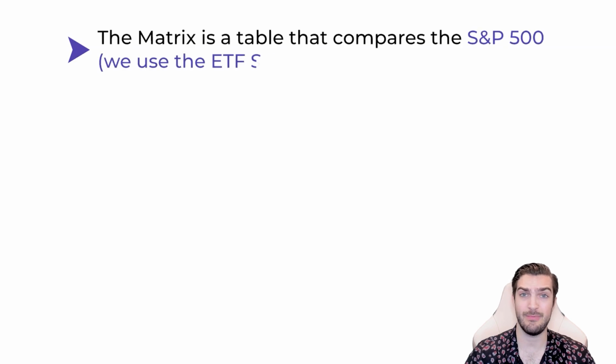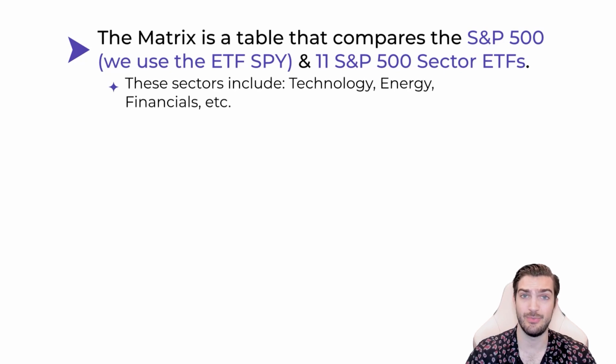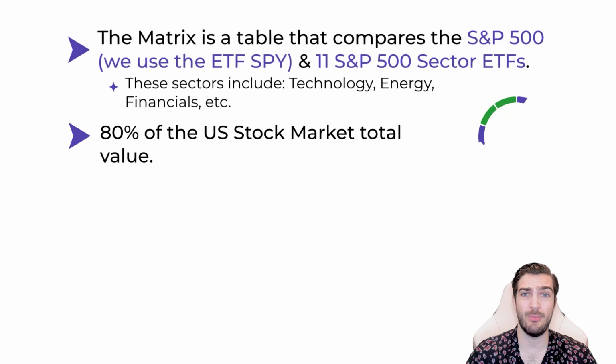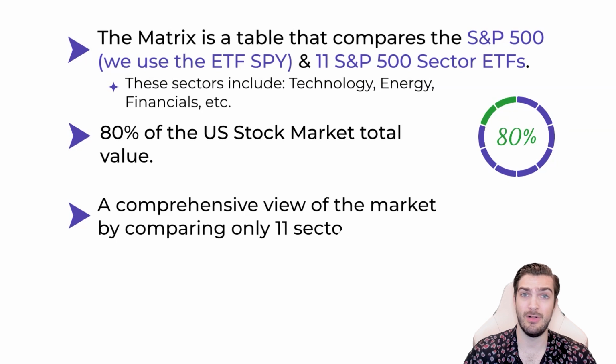Let's now talk about what the matrix is. The matrix is a table that compares the S&P 500 ETF SPY against 11 different ETFs representing each of the 11 sectors within the S&P 500. The reason we do this is because the S&P 500 makes up almost 80% of the total value of the US securities market. And by looking at these 11 sectors, we get a complete view of the S&P 500 all within 11 different securities, 12 if we include SPY.